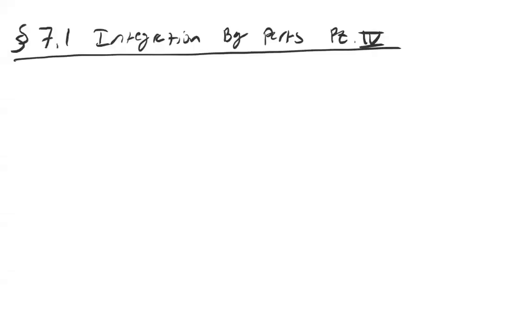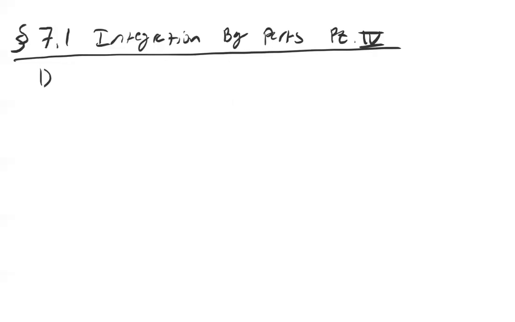Okay, so this is section 7.1. We're still continuing integration by parts. This is part 4 of the integration by parts lectures that I've been doing. We've done a bunch of examples of different cases where we can use integration by parts, and we've seen how to apply some tricks to solve these integrals.